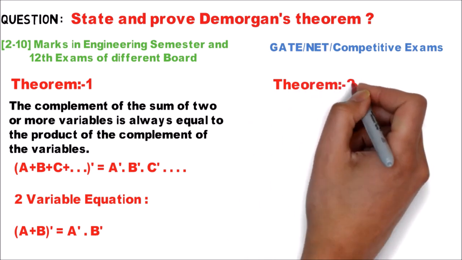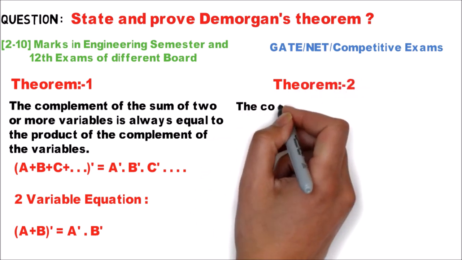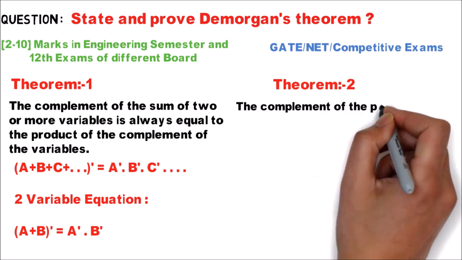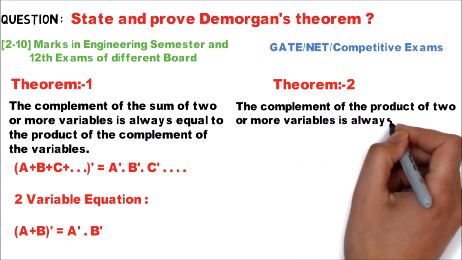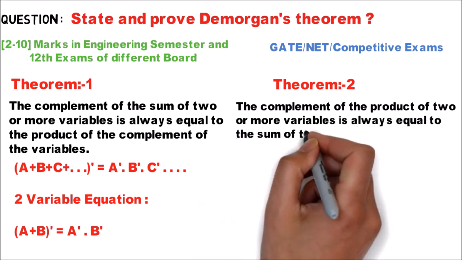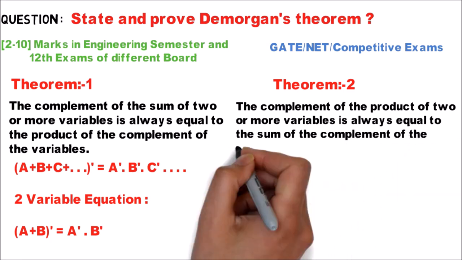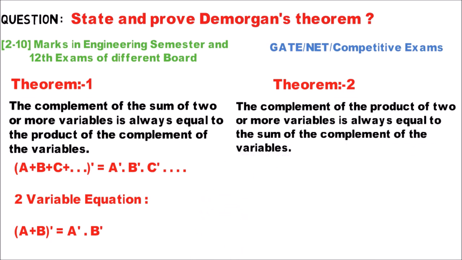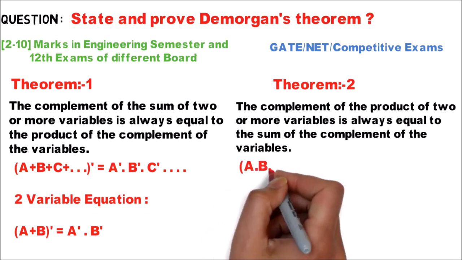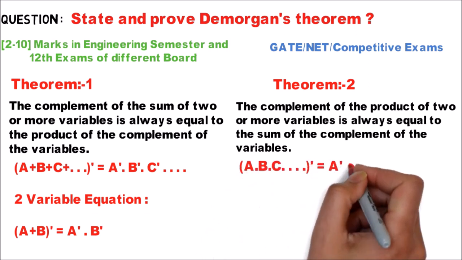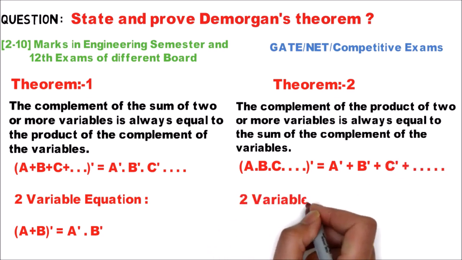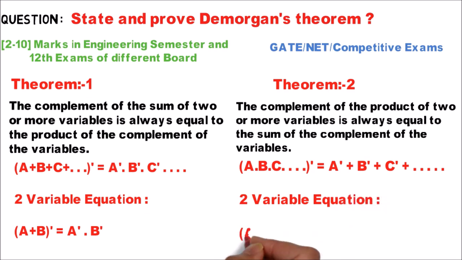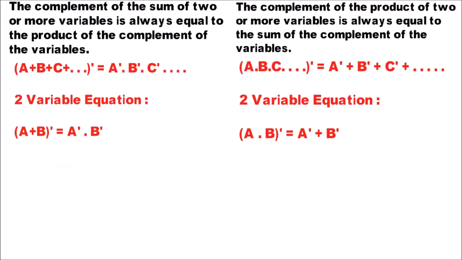Now theorem 2 states that the complement of the product of two or more variables is always equal to the sum of the complement of the variables. Mathematically it can be written as (A dot B dot C) whole complement is equal to A complement plus B complement plus C complement and so on. For a two variable equation, it can be written as (A dot B) whole complement is equal to A complement plus B complement, or A bar plus B bar.